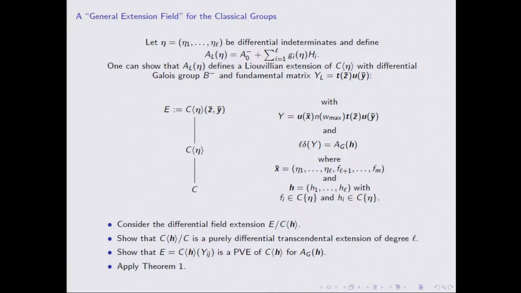Well, now we can finish the reverse engineering process. Let's have a look at this differential field extension, the field generated by the coefficients of this matrix, and these coefficients are differential polynomials in the etas. First of all, we have to see that this extension is a purely differential transcendental extension of degree l, and this you can deduce from the shape of these differential polynomials. Then you have to see that this is a Picard-Vessiot extension for this matrix, and now you simply can apply Theorem 1.